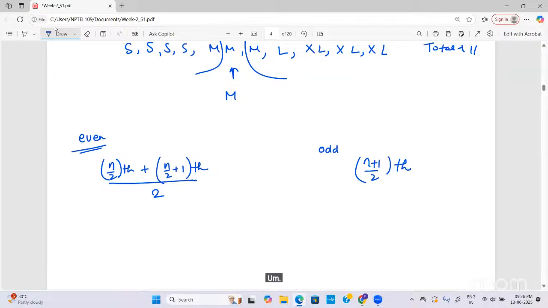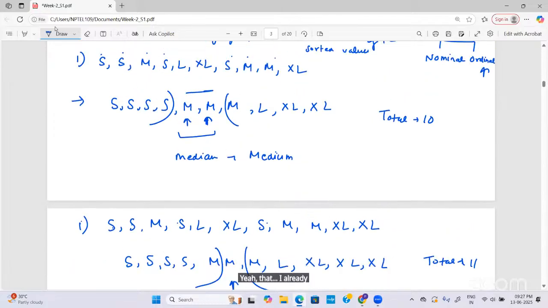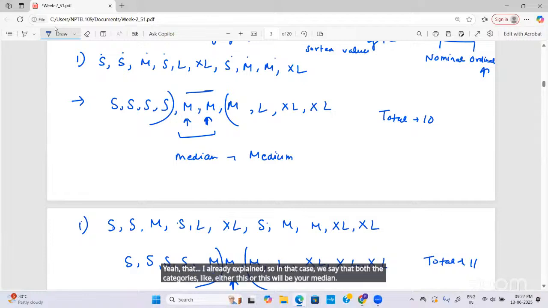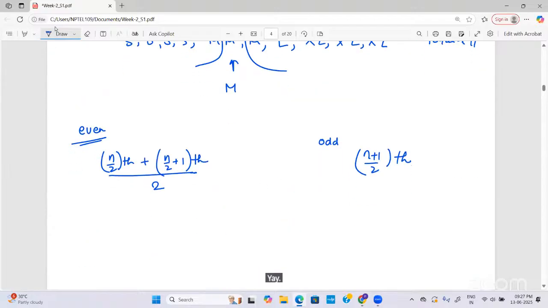Ma'am, for categorical data, does that mean there can be two median values? Like in the example, both the median values are M, but what if one was M and the other was L? I already explained. In that case, we say that either this category or this will be your median. So for categorical data, you can have two different medians if there are an even number of cases. Yes. The formula you gave is for numerical, and for categorical we have to find it manually.